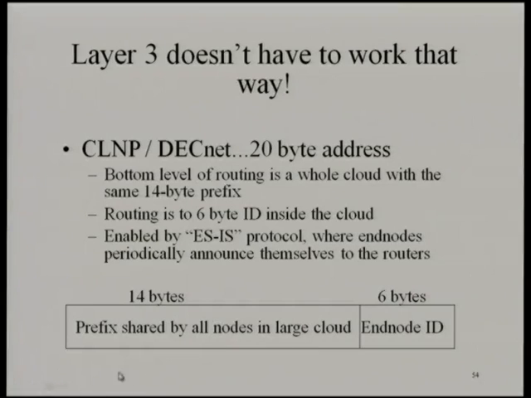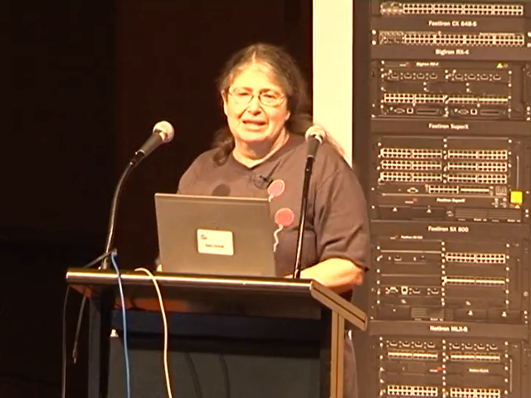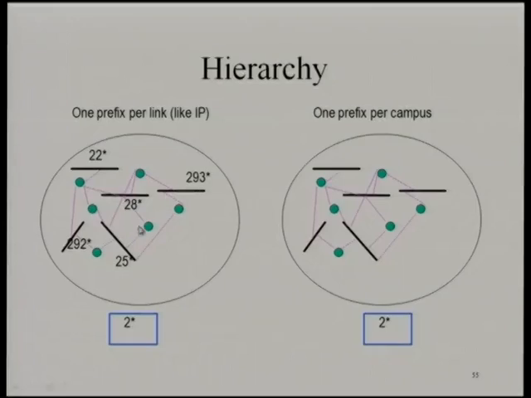So the way a router would work is if the top 14 bytes were the same as the cloud, then it routes based on the bottom 6 bytes, keeps track of where all the end nodes are, and the end nodes help out by announcing, hey, I'm over here. So if you have one prefix per link, like IP, you have a lot of configuration, and if you move around, you have to change your address. If you have one prefix for the whole campus, then there's no configuration of the guys inside. Someone has to be told the 14-byte prefix, but that's it. And you could move around within that and keep your address.